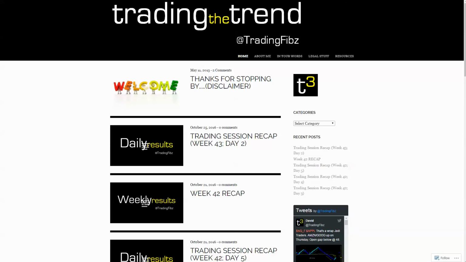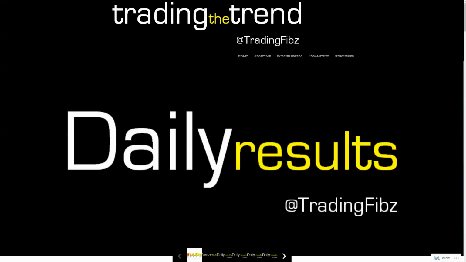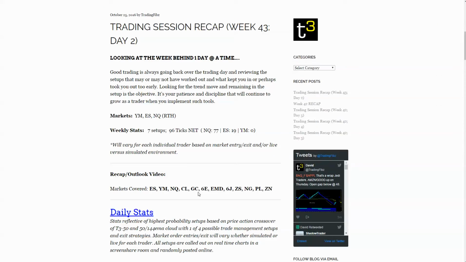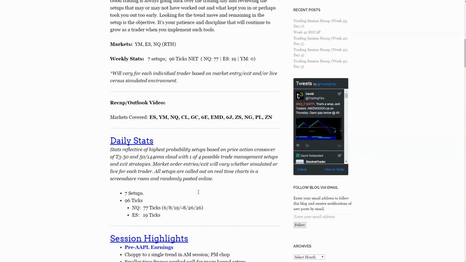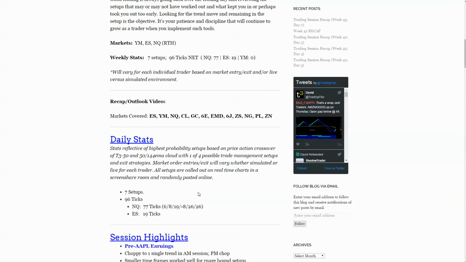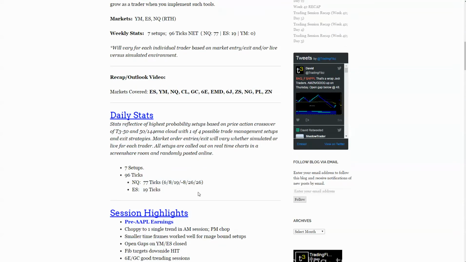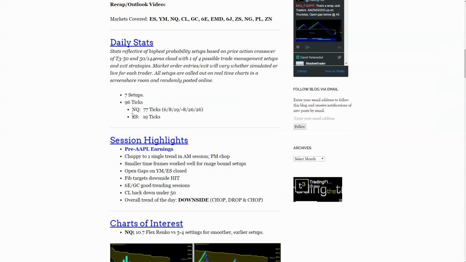All right, yesterday, Monday, day off. Let's roll right into Tuesday, as we roll out the last week here in October. 7 setups today, possible 96 ticks net, depending on market entry and exit. The majority of focus on the NQ, even though the ES had a nice move today, and the YM as well. One trade went in the opposite direction, and it was all about the Apple, pre-Apple earnings. So we'll get to that in a minute.